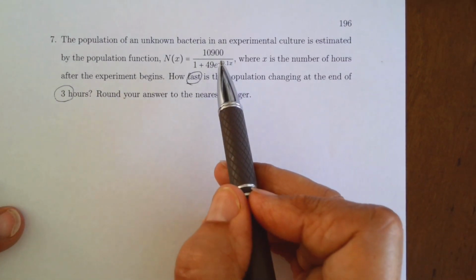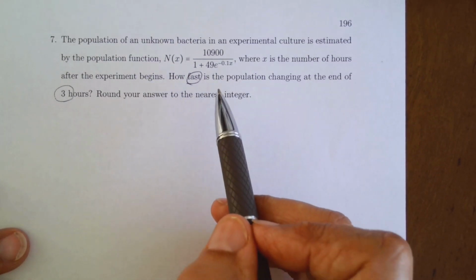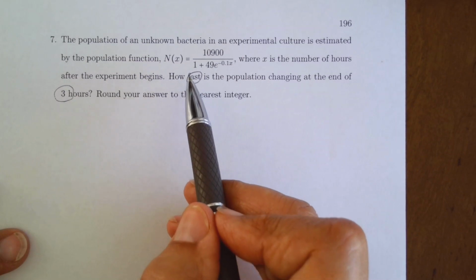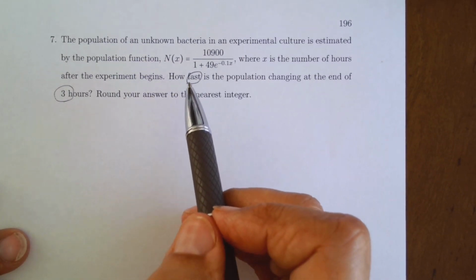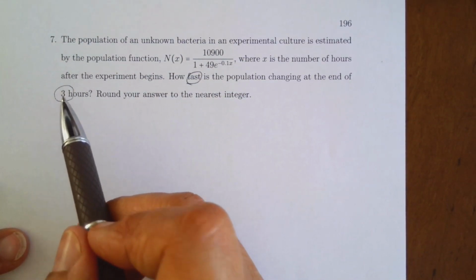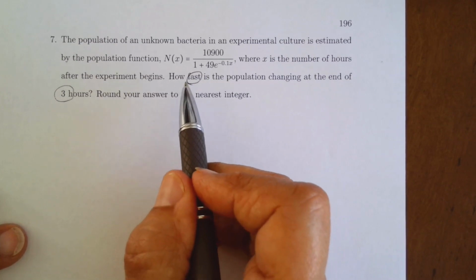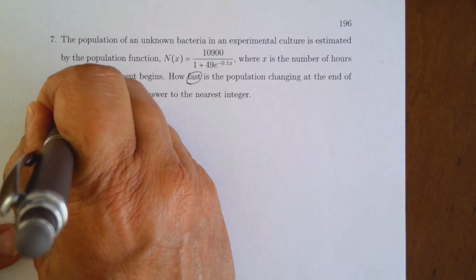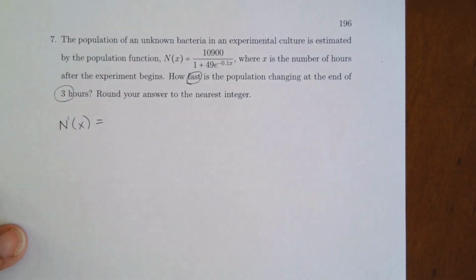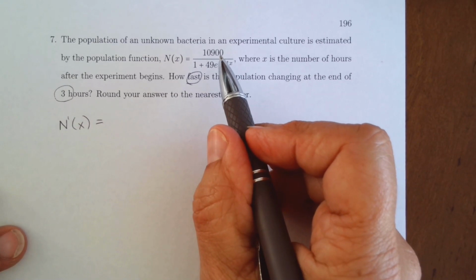If I put 3 in here, that's going to give me the population. But the question's asking me how fast is it changing? That's a rate, and a rate is a derivative. So I'm going to do what I just did before, find the derivative, then plug 3 into that. The rate is the same thing as the slope. It's the first derivative. So all we have to do is find the derivative, but that's going to be a quotient rule, but not too bad because the numerator is a constant, okay?